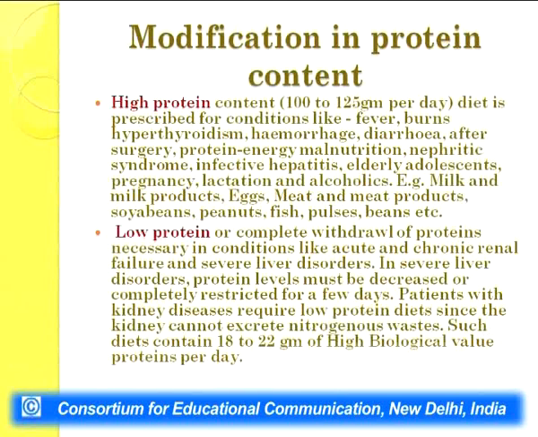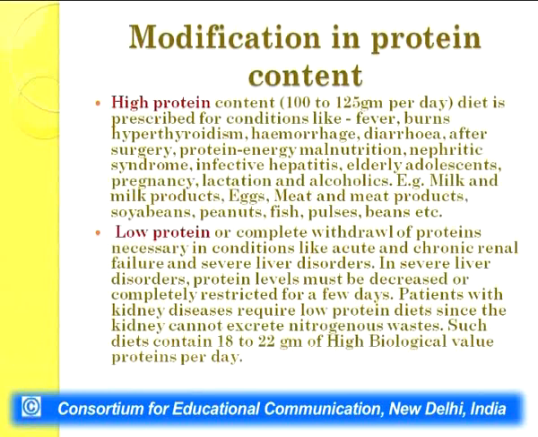Same is with burns. Then hyperthyroidism, to check the functioning of the gland, a high protein diet is required. Hemorrhages, diarrhea because of the loss of nutrients due to frequent motions. After surgery, protein energy malnutrition, nephritic syndrome, which is related to kidney malfunction, infective hepatitis, elderly, adolescents, pregnancy, lactation, and alcoholics. And milk and milk products, eggs, meat and meat products, soya beans, peanuts, fish, pulses, beans are good sources of protein and could be given.